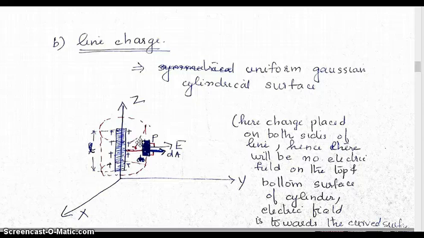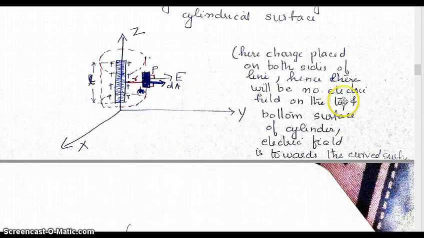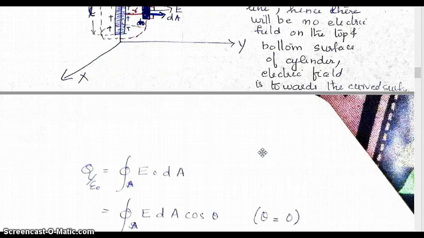Now I am taking a point on the Gaussian surface. If I am taking a point on the Gaussian surface, then across the curved surface the dA will be drawn perpendicular. So if you are drawing dA perpendicular, this will be how it appears to be. So now from this figure it is clear the angle between E and dA will be equal to 0. Here charge is placed on both sides of the line, hence there will be no electric field on top and bottom surface of the cylinder. Electric field is towards the curved surface.